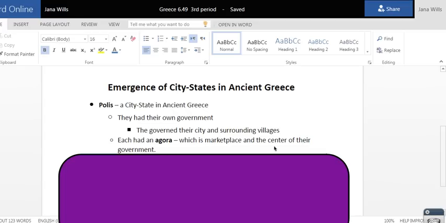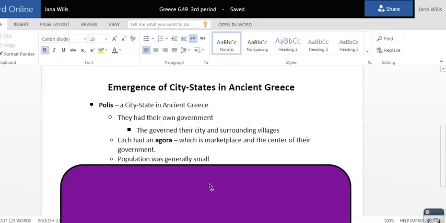The agora was the marketplace, and in the center of that marketplace, you could usually find a little platform or a little stand, and lots of times people would go there to give speeches. So sometimes the population was generally small, but other times, depending on who was speaking, the population could be larger. You can compare an agora in ancient Greece to what we would call a farmer's market today.